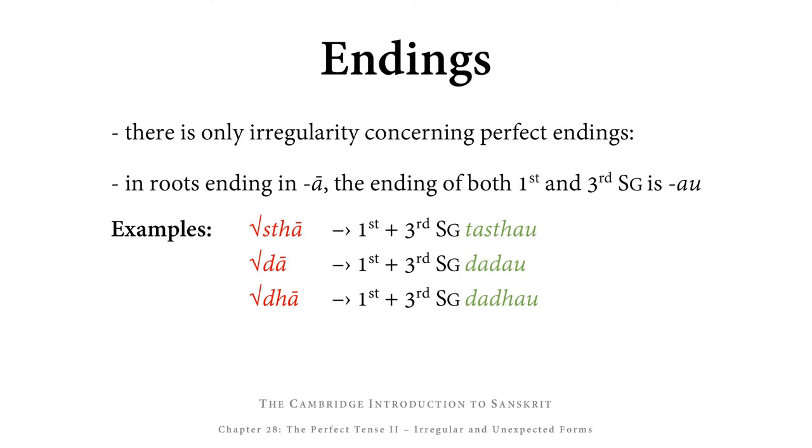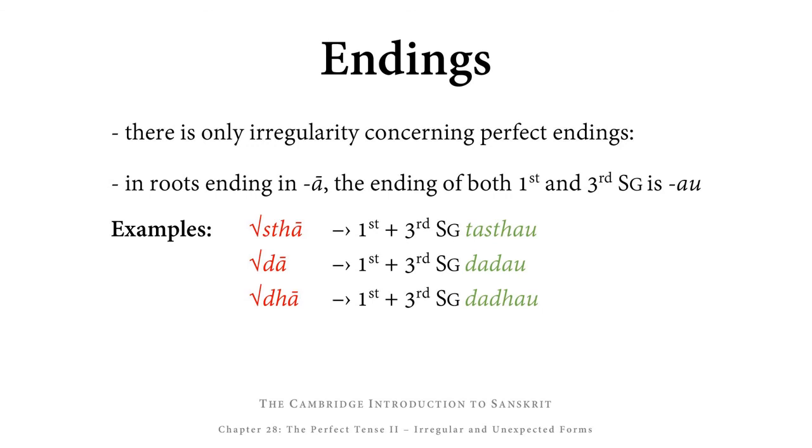And finally, irregularities concerning perfect endings. You will be delighted to hear that there is only one irregularity here, and that concerns once again roots that end in ā. In those, the ending of both the first and the third singular perfect active is au. So of sthā, to stand, we have a first and third singular active tasthau. Of dā, to give, we have dadau. And of dhā, to put, we have dadhau.